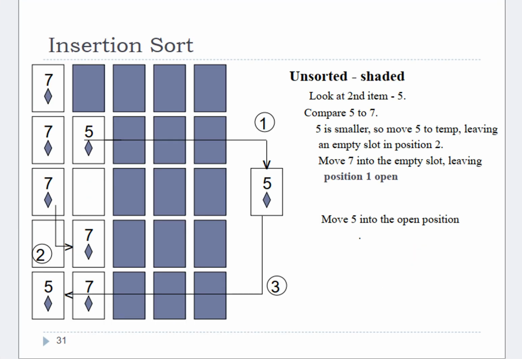Insertion sort. Unsorted items are shaded. Look at the second item, 5. Compare 5 to 7. 5 is smaller, so move 5 to temp, leaving an empty slot in position 2. Move 7 into the empty slot, leaving position 1 open. Move 5 into the open position.